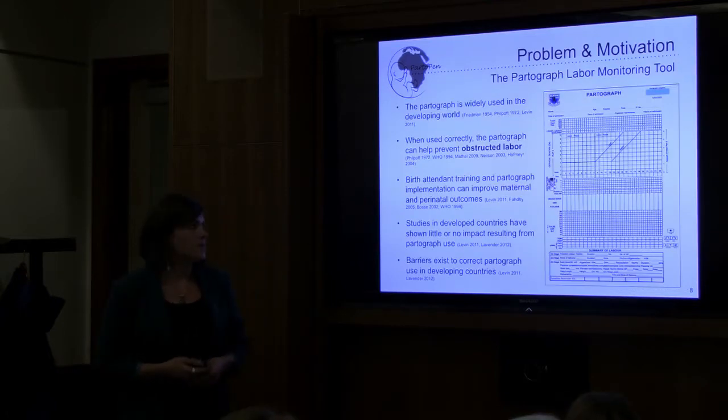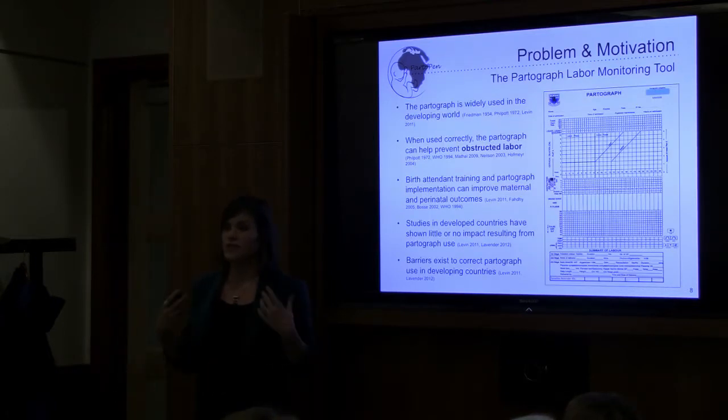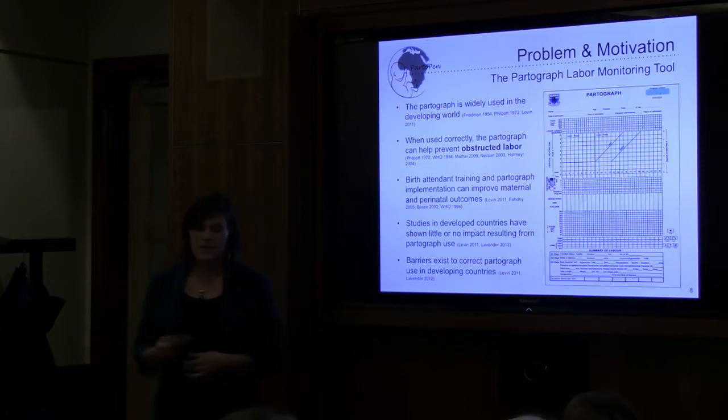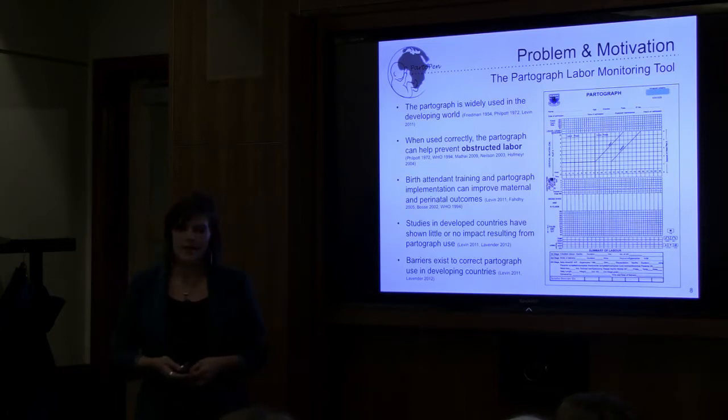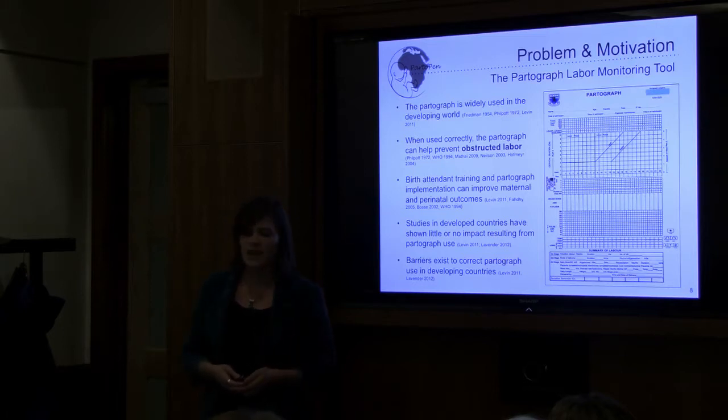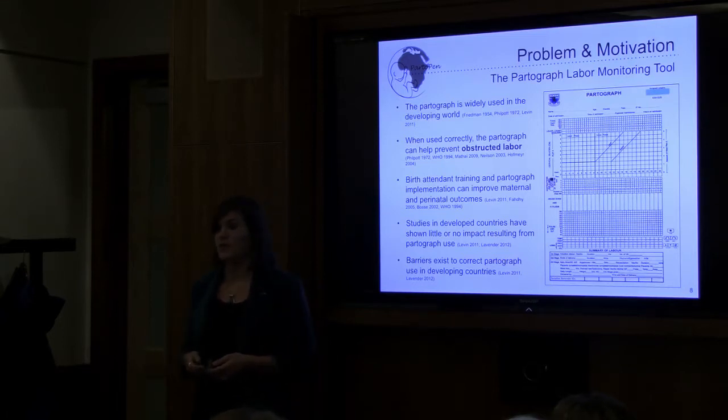The Partograph is a paper form that was designed to help detect cases of obstructed labor early enough to get women to the hospitals and facilities where they could receive this emergency care. It was developed by Philpott in 1972, and a number of tests were done in Zimbabwe to determine the effectiveness of this tool. And what they found was a decrease in the number of augmented labors and of obstructed labor cases.